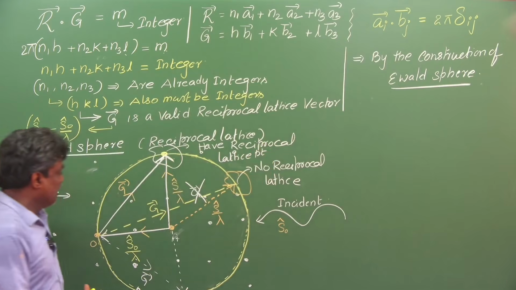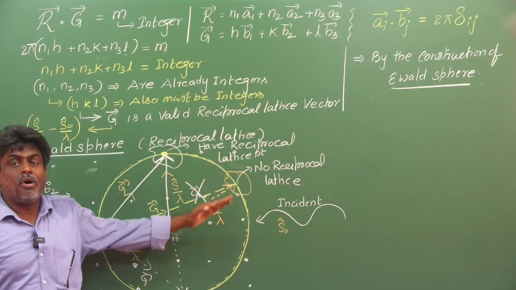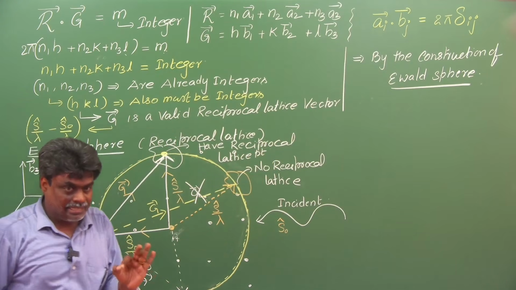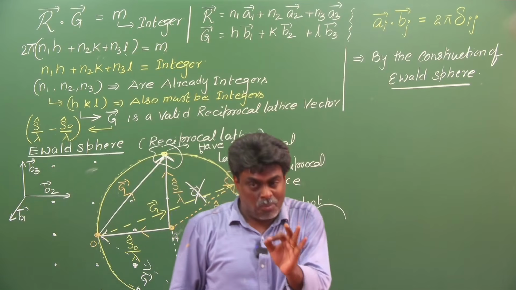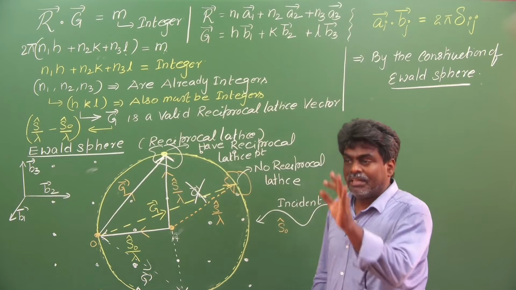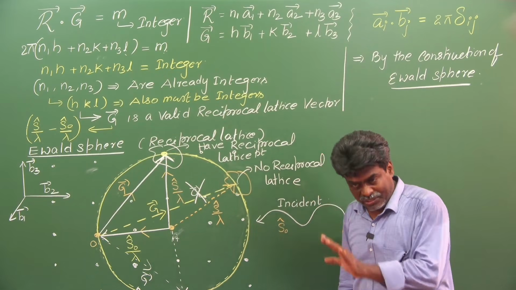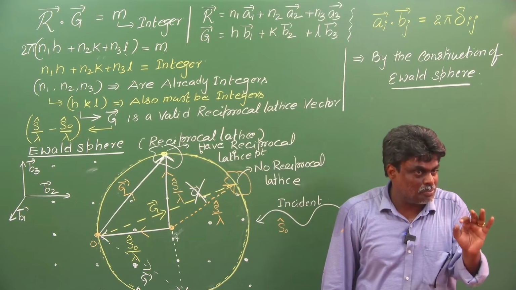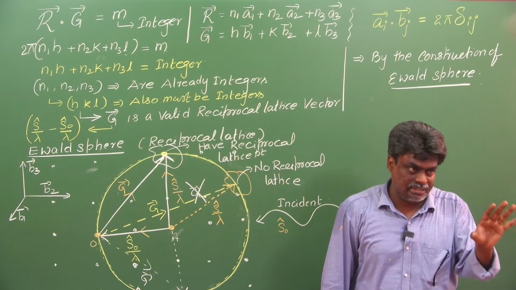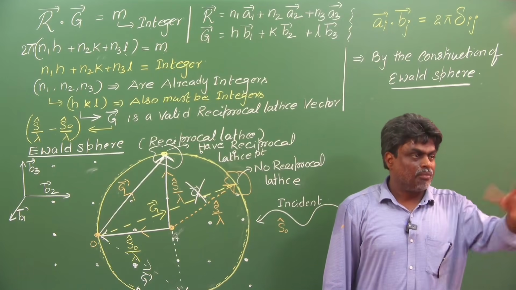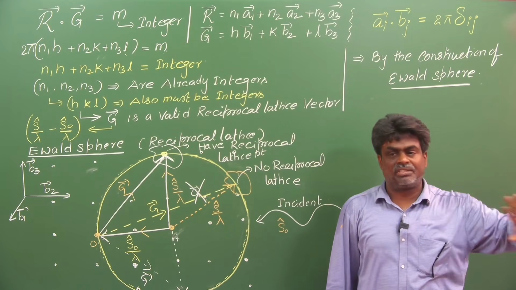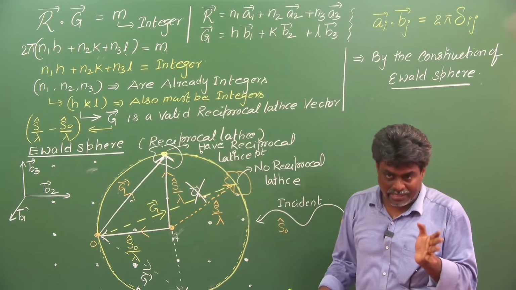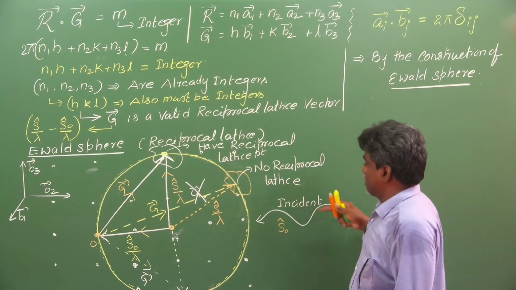That's why wherever the Ewald sphere intersects the reciprocal lattice points, in that direction you will get the Bragg reflection. In other directions, where the Ewald sphere does not intersect a reciprocal lattice point, we won't get any Bragg reflection. Is it clear? First draw the diagram, I will explain some points.